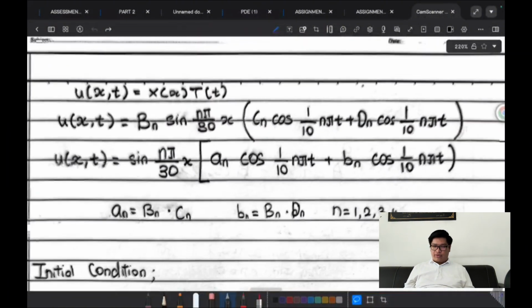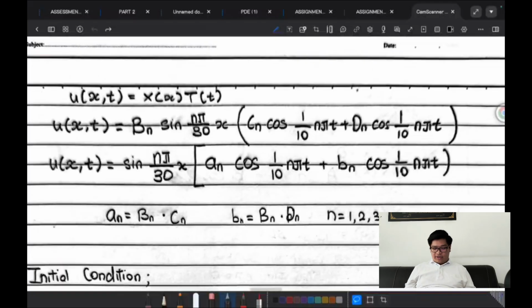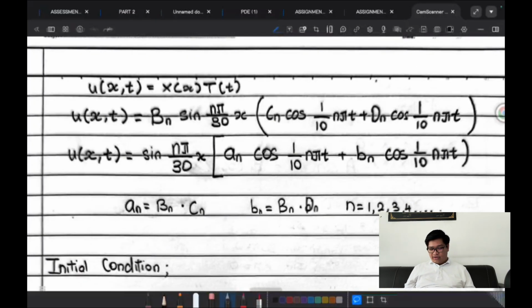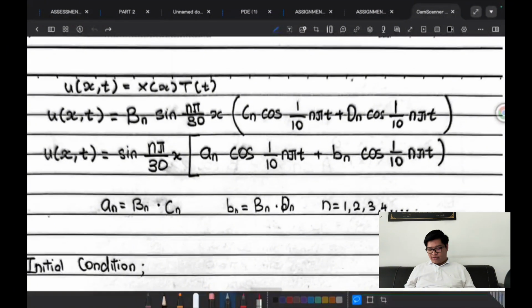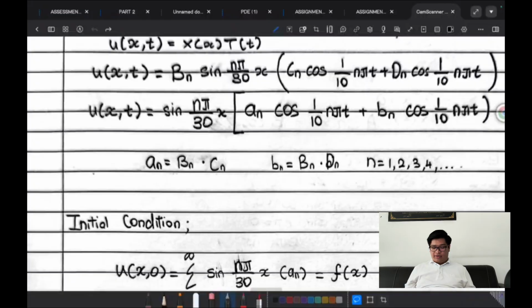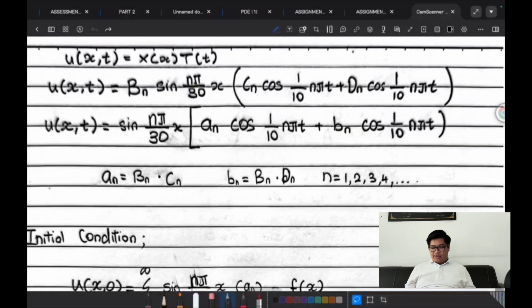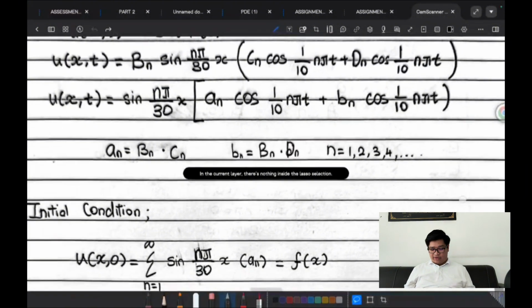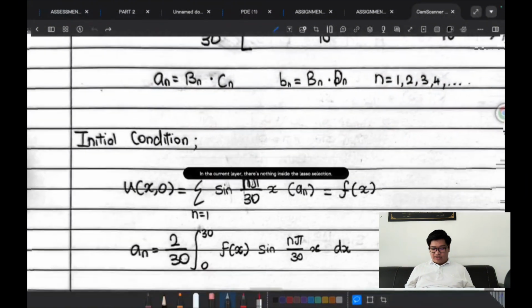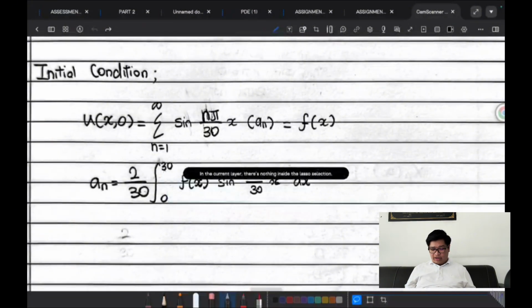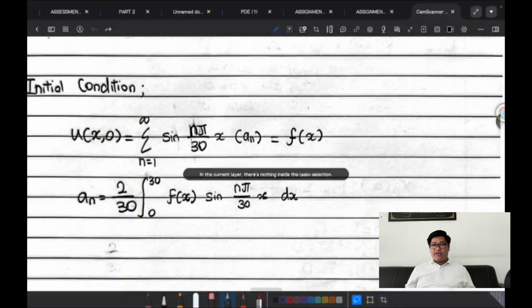Then we need to create a general solution. For u(x,t) is X(x) T(t). u(x,t) equal to bn sin n pi over 30 x, times cn cos 1 over 10 n pi t plus dn sin 1 over 10 n pi t. Then substitute to get sin n pi over 30 x, times an cos 1 over 10 n pi t plus bn sin 1 over 10 n pi t. This is the meaning of that. So for the initial condition of the general solution, an is equal to 2 over 30 times the integral from 0 to 30 of f(x) sin n pi over 30 x dx.